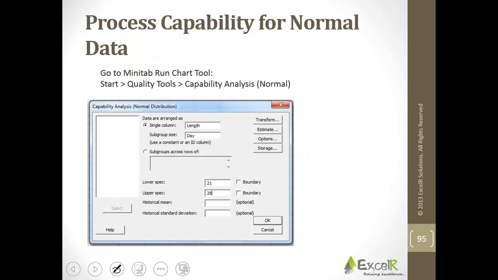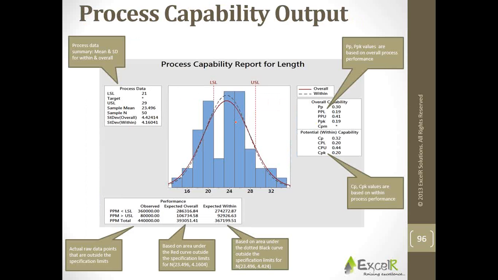So we need to calculate the capability. This is how we do it. I have already shared those files with you. You can just open that Minitab file. You need to go to Start, Quality Tools, Capability Analysis, Normal. The navigation is also given. You have told me that LSL is 21 and USL is 29, which we have marked here. And then we select those columns, length and day. This is what we get. Simple, on the click of a button, I get all these things.